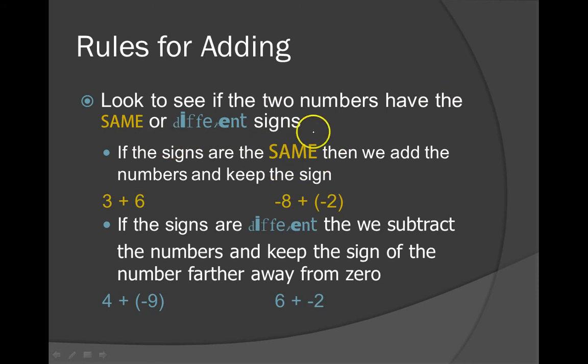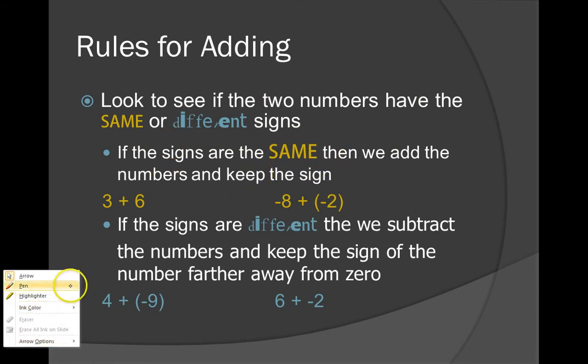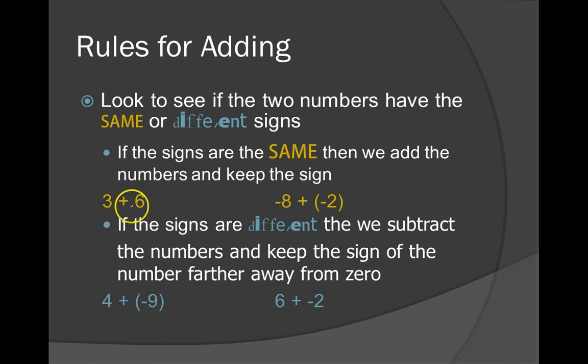If the signs are the same, then we add the numbers and keep the sign. So signs being the same would look something like this: 3 plus 6. There's no negative signs. They're both positive numbers. If the signs are the same, then we add the numbers. So 3 plus 6 is 9, and we keep the sign, which is positive.